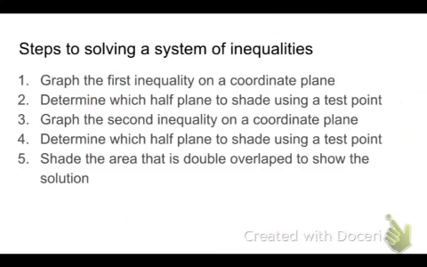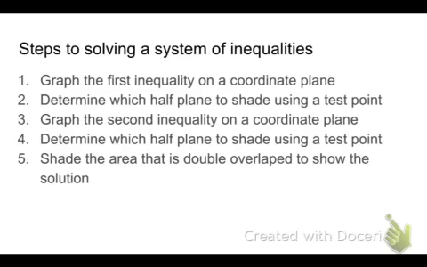All right, take a moment to jot down these 5 steps to solve a system of inequalities. The first step is just simply to graph the first inequality on a coordinate plane. This may or may not mean that you might have to solve the inequality for y to get it into slope-intercept form. You might have to make a table if it's a vertical or a horizontal line. And then determine which half plane to shade using a test point.